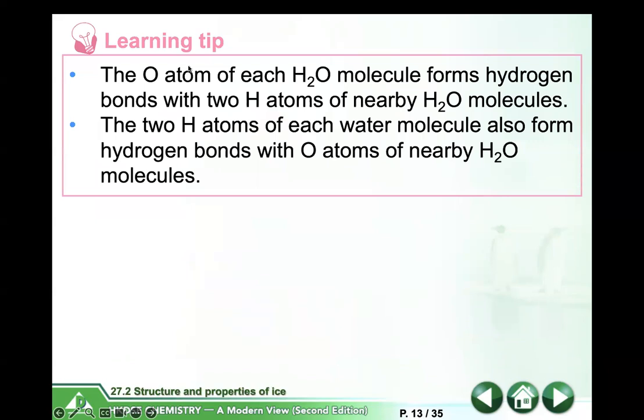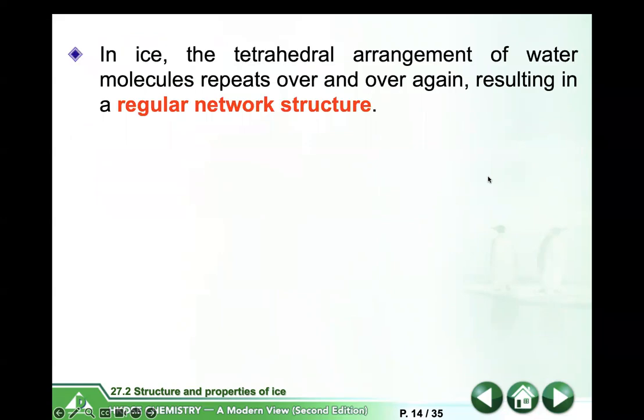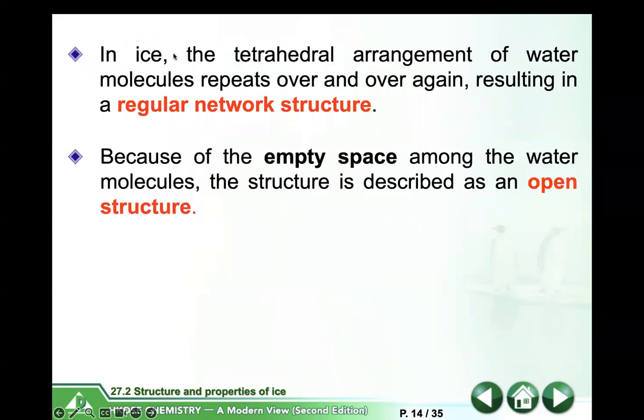The oxygen atom of each H2O molecule forms hydrogen bonds with 2 hydrogen atoms of nearby H2O molecules. The 2 hydrogen atoms of each water molecule also form hydrogen bonds with oxygen atoms of nearby H2O molecules. So in the ice, the tetrahedral arrangement of water molecules repeats again and again, resulting in a regular network structure.